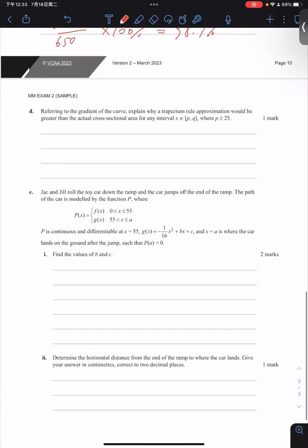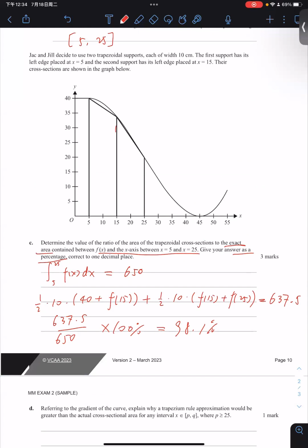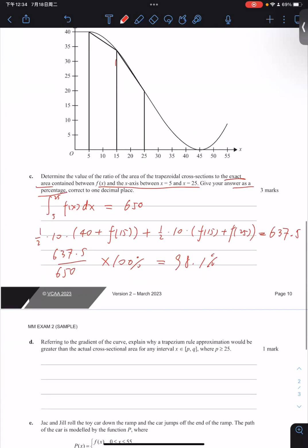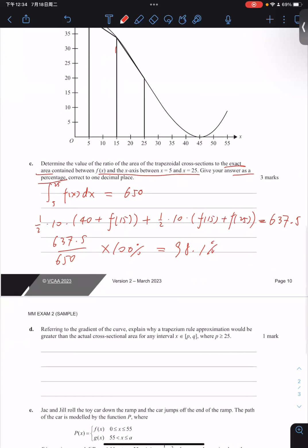All right, the D part. Referring to the gradient of the curve, explain why the trapezium rule approximation would be greater than the actual cross-section area for any interval between x belongs to P and Q, where P is greater than 25. Look, for the previous one, we can obviously see the exact area is larger than the approximation because the curve is above. However, the question is actually asking to prove when x is greater than 25, the exact area is smaller than the approximation, which means our curve is underneath.